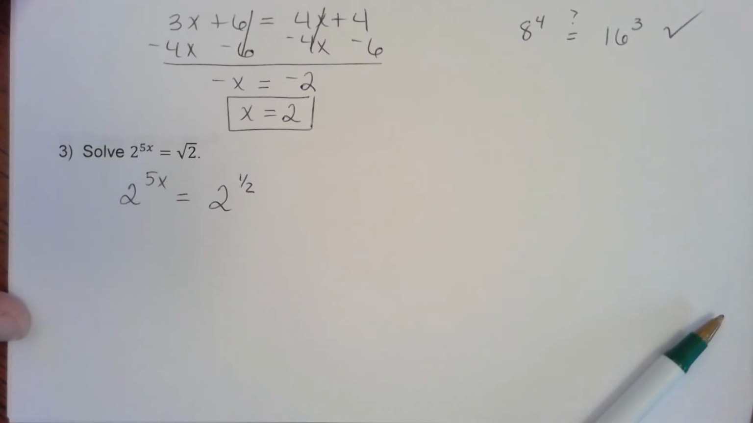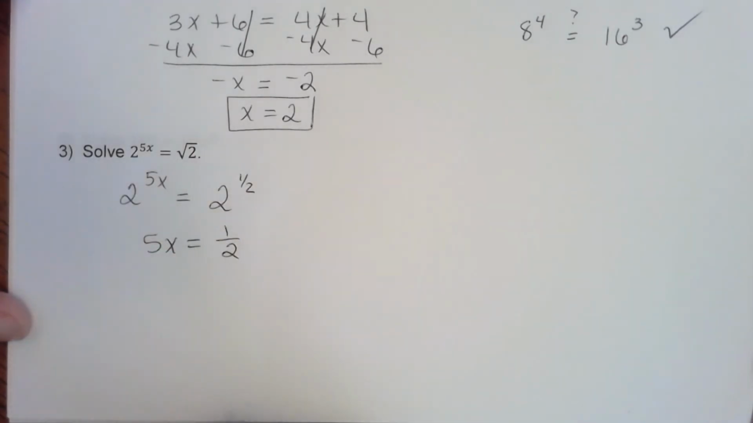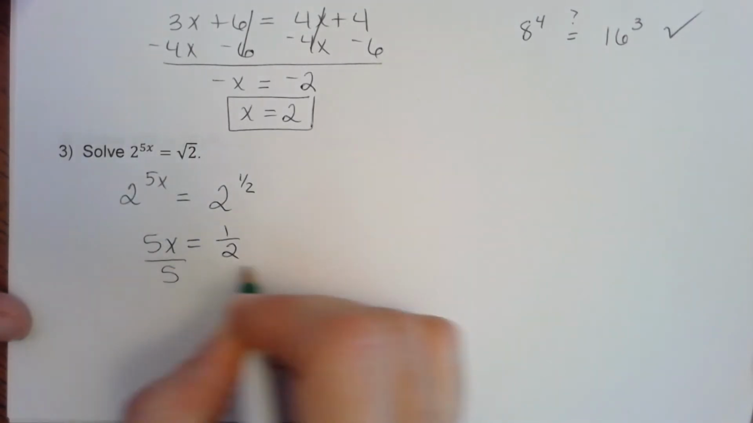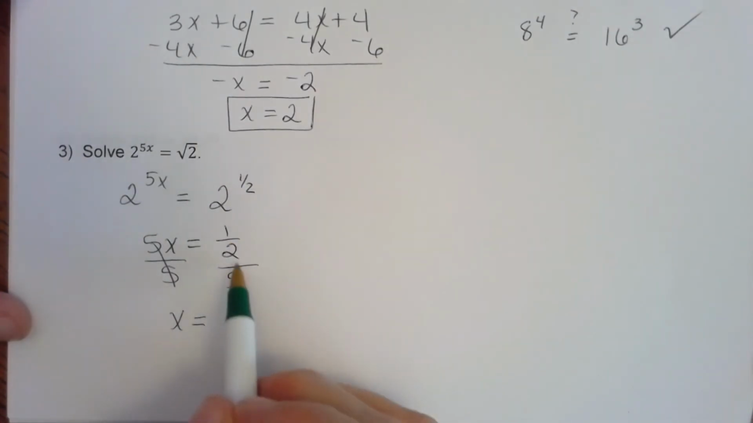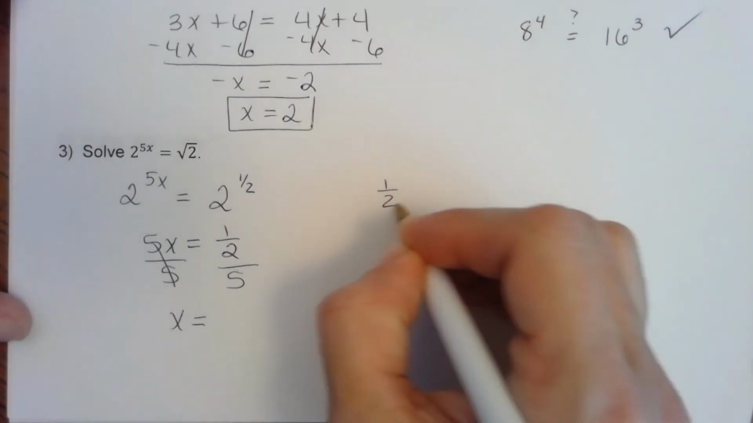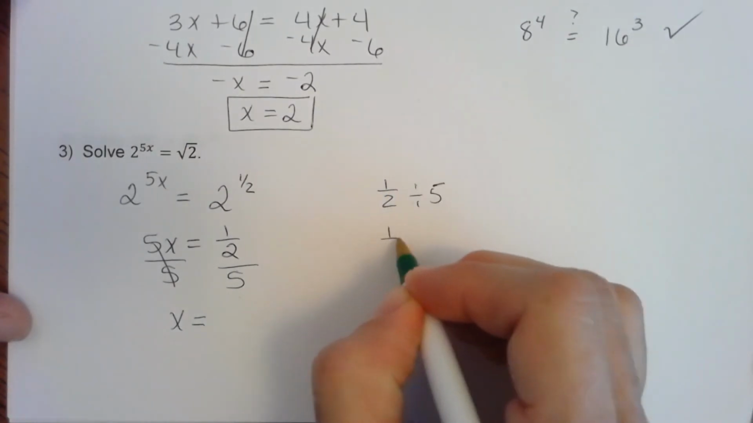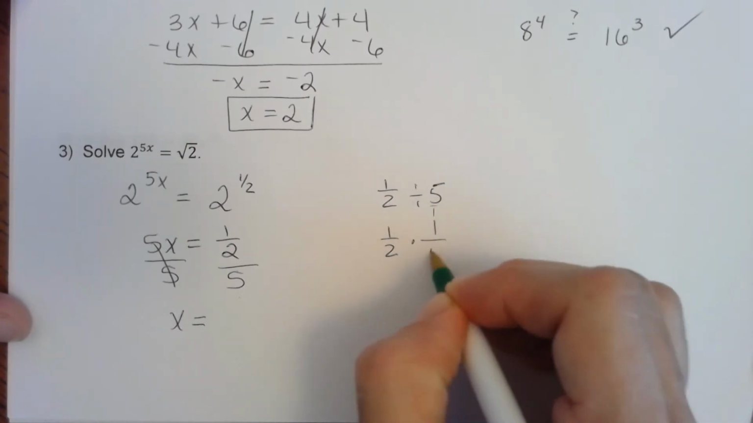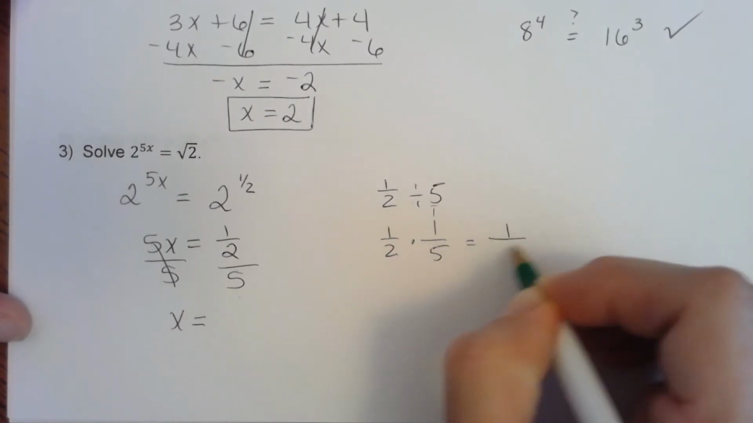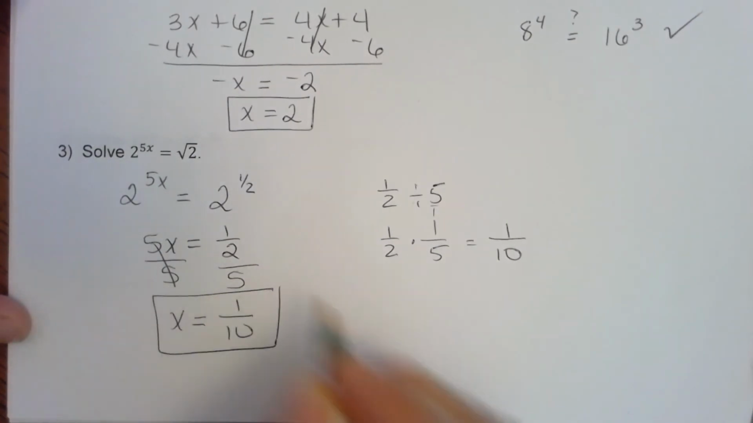There we go. Alright, so we have the same bases. We can set the exponents equal to each other. We divide both sides by 5. X is equal to, we have 1/2 divided by 5. Remember, we keep change flip, right? So 1/2 times 1/5, and that is going to be 1 over 10. X is equal to 1 over 10.